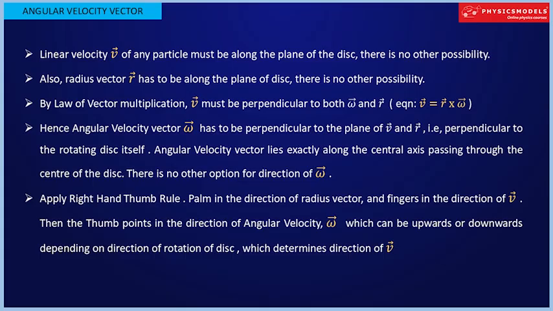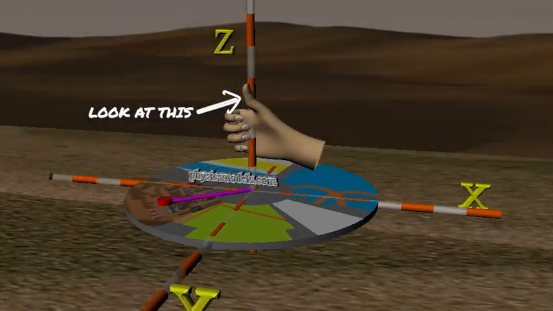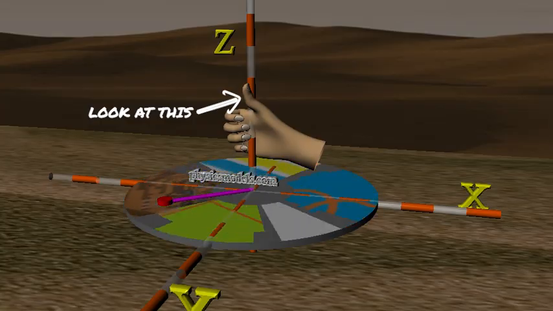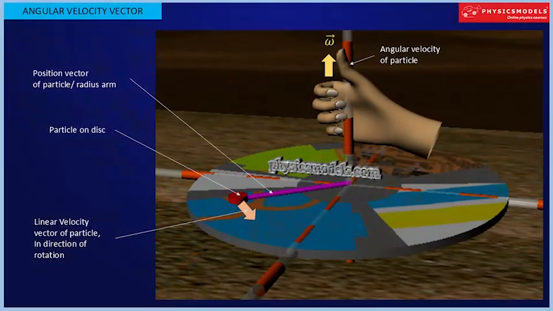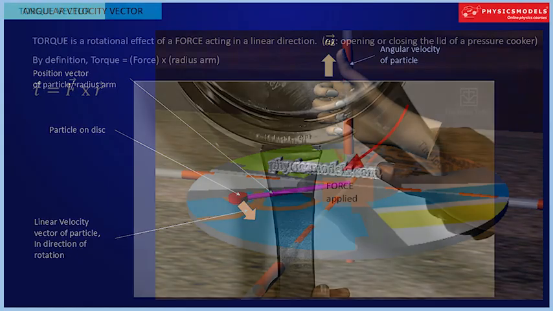The radius vector also has to lie in the plane of the disk. Therefore, there is no option but for the angular velocity vector to be perpendicular to the plane of the disk, that is, along the axis of rotation.